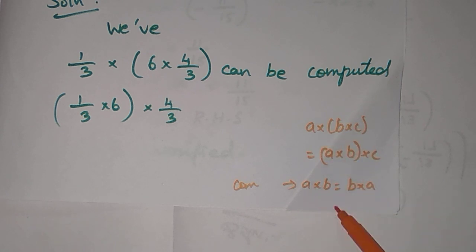Okay, if there are 2, that is commutative. Okay, so now we write the property. Name of the property is what we need to write.